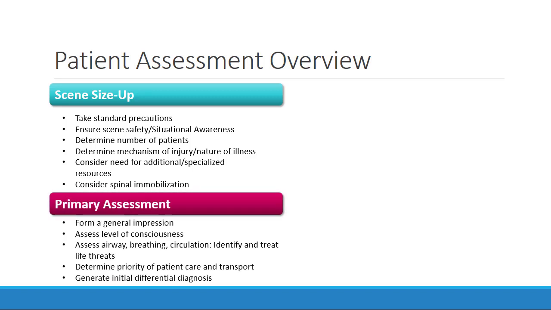Next will be your primary assessment. In the primary assessment, you'll form a general impression, assess their level of consciousness, assess their airway, breathing, circulation, and identify and treat life threats. You'll determine the priority of patient care and transport, and you'll generate an initial differential diagnosis. And we will talk a lot about the differential diagnosis.